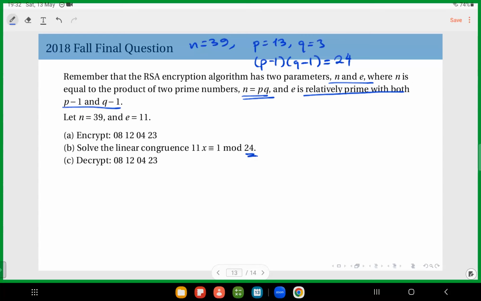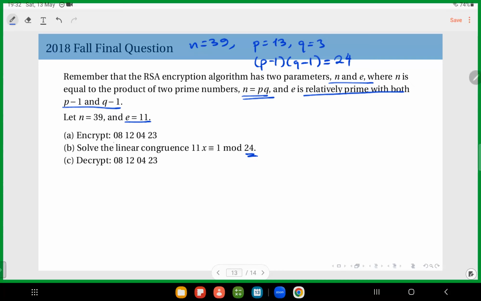Obviously, the exponent value 11 is co-prime with 13 minus 1, which is 12, and 3 minus 1, which is 2, because exponent e itself is a prime number.